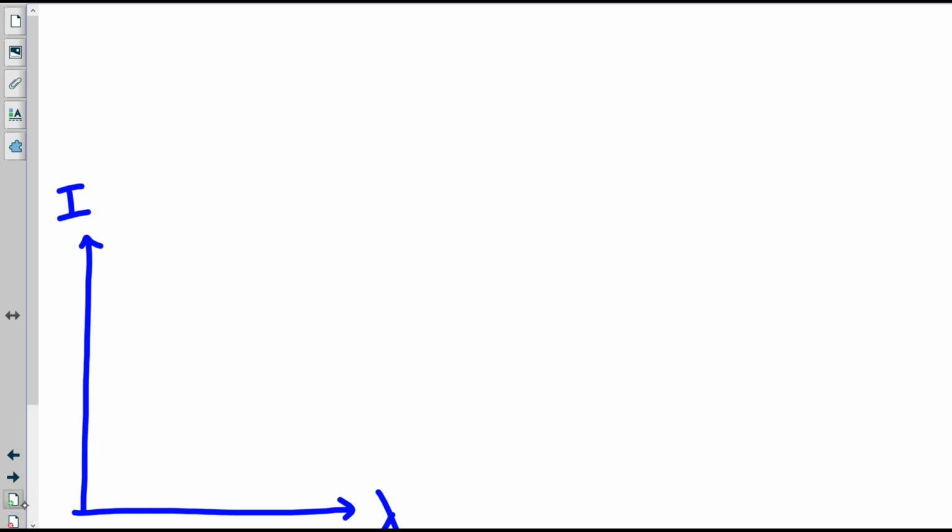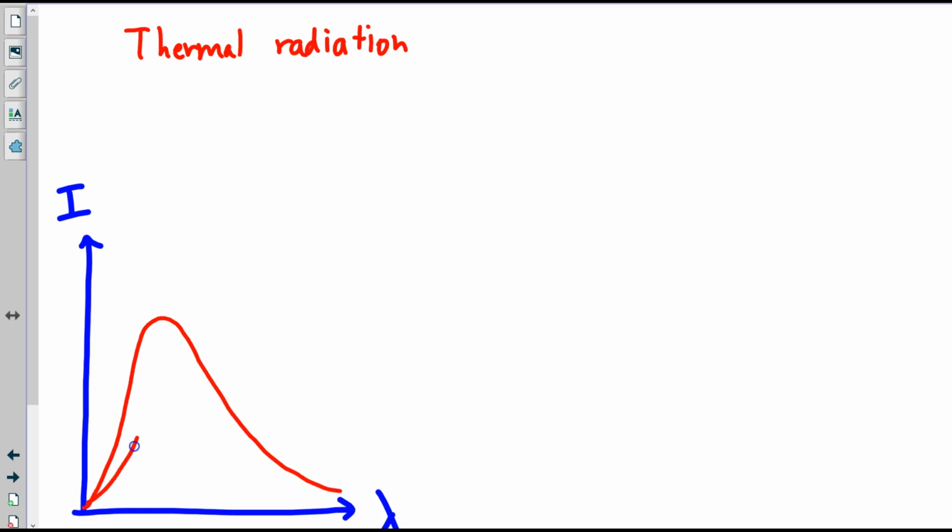We've learned that objects emit radiation because of their temperature. Thus, we call this thermal radiation. This thermal radiation is emitted differently based on how hot the object is. Here are some curves showing the thermal radiation emitted by several objects.